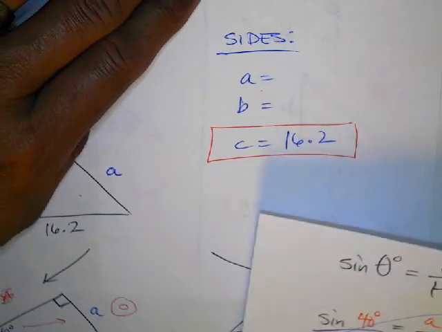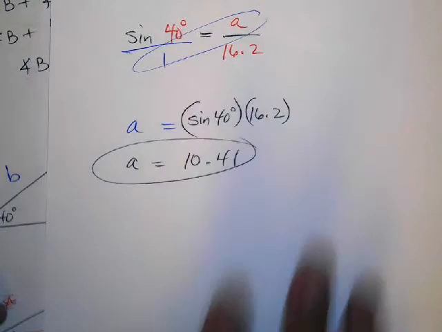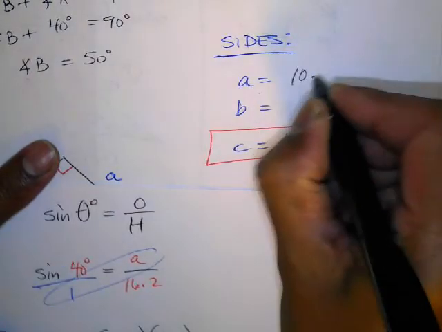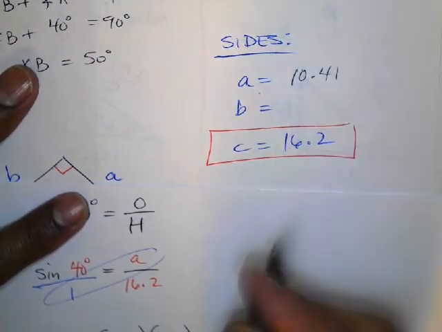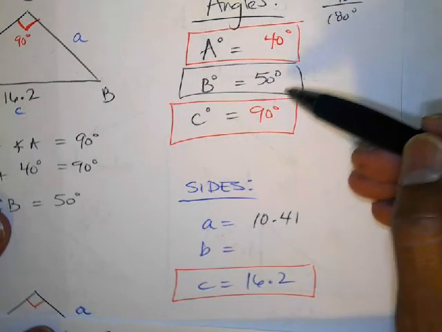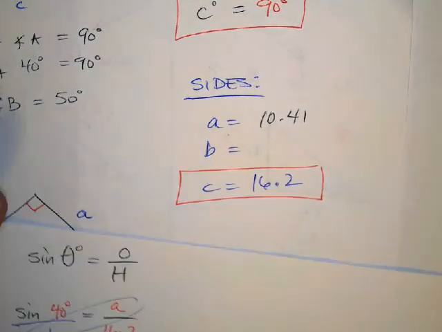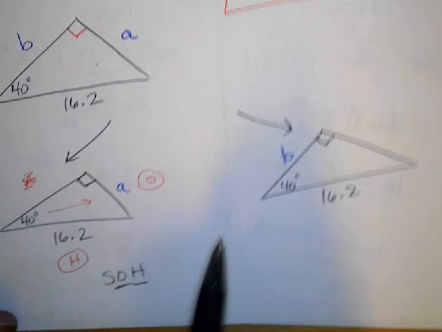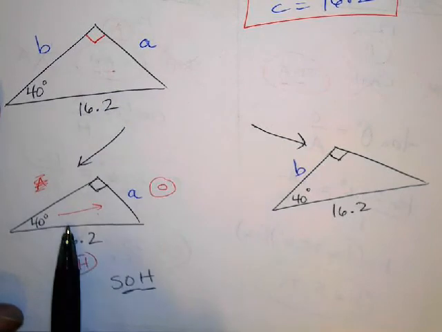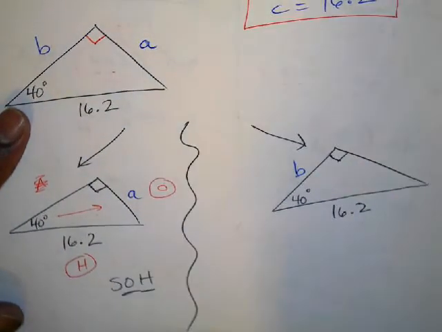Let me go back to where I have my little chart here, where I have the 3 angles and the 3 sides. I just found side A, 10.41. Let me write it down. Okay, and see, now I know I'm still not done. I'm done with the angles. I don't have to find the angles. I found them all. I still need to find side B, right? So let's go back to where we were over here. Remember when I separated this and I did only this one right now?